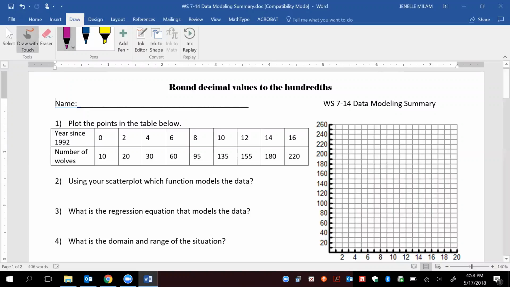So what I'm going to do is I'm going to come in here, I'm going to go to 0, I'm going to go up to 10, which you know is going to be between those two numbers. Then the next one is 2 and 20. And then for 4, 30, 6, 60, 8 is 95, so we're going to go to 90 and then just in between there. 10, 135.